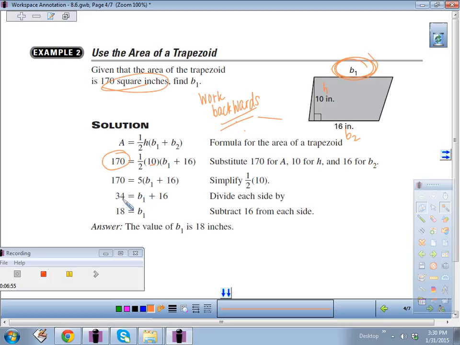And so we can now divide by 5 on each side. And we would end up with 34 on this left side and base 1 plus 16. And from there we would subtract 16 to get 18 as the base that we're missing, 18 inches. There are different ways you can go about simplifying this formula when you're solving for a missing side.